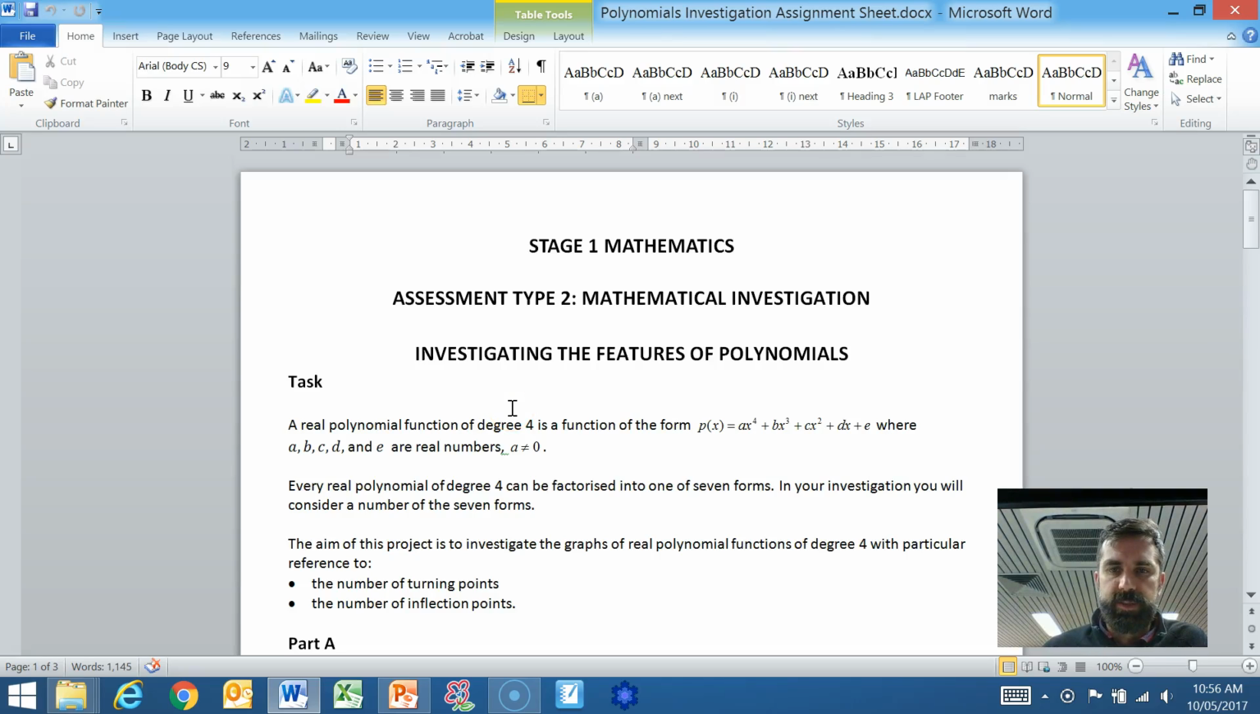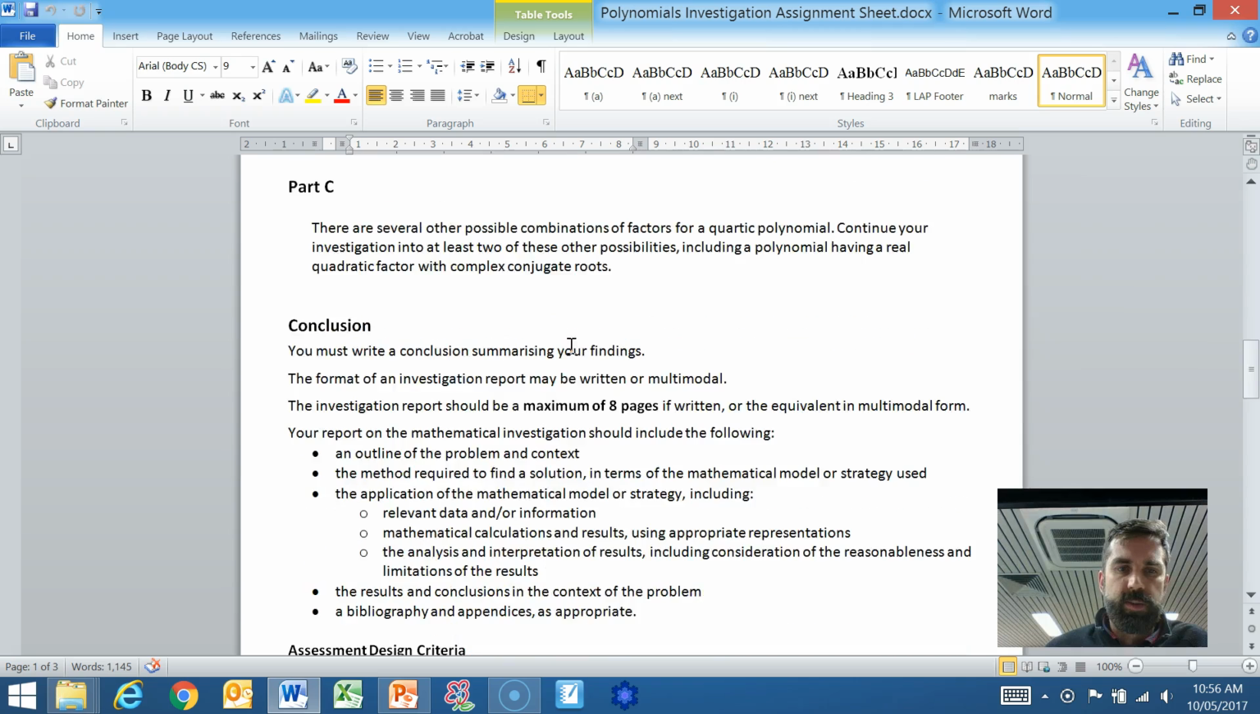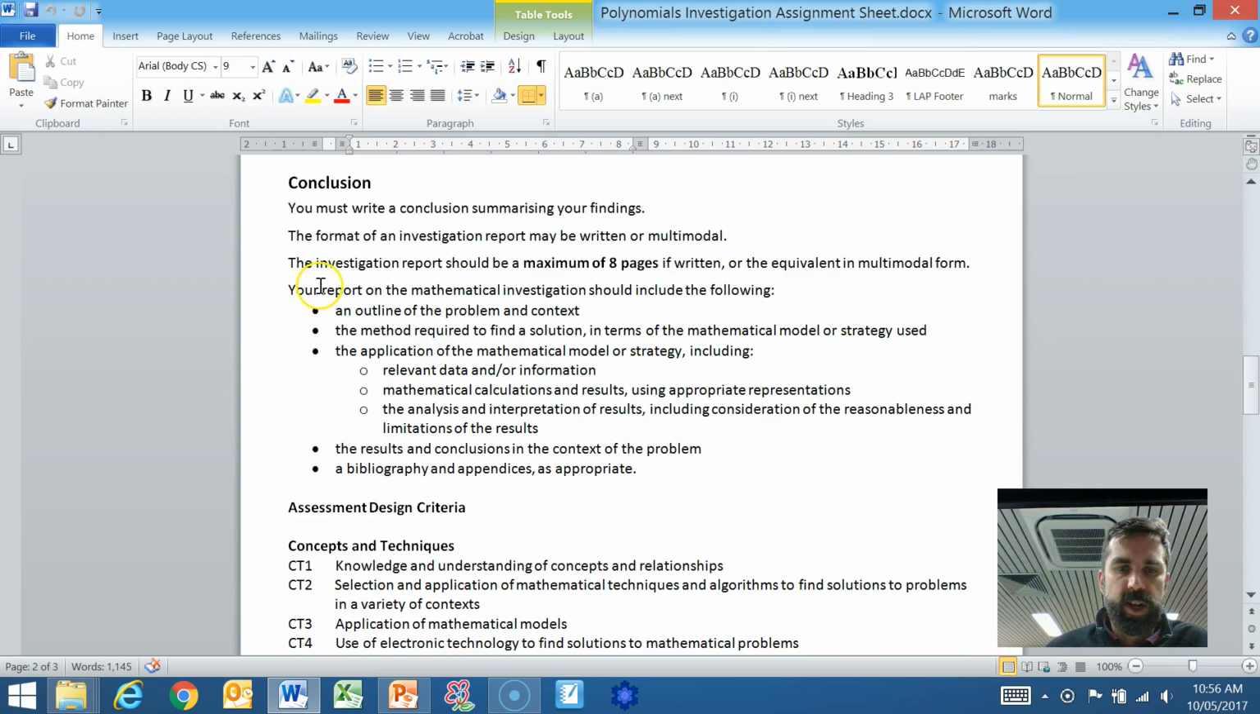Hi guys, in this video I'm going to talk a bit more about the investigation, particularly around how you write up your assignment. So I just thought I'd start again with the assignment sheet, and let's go down to where it describes what you actually need to write. So that's described down here.